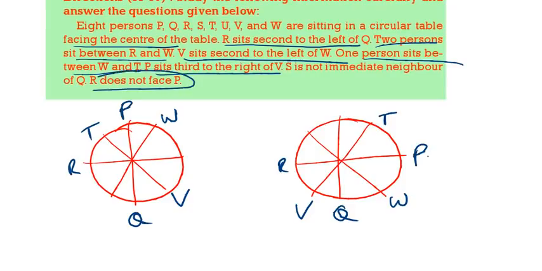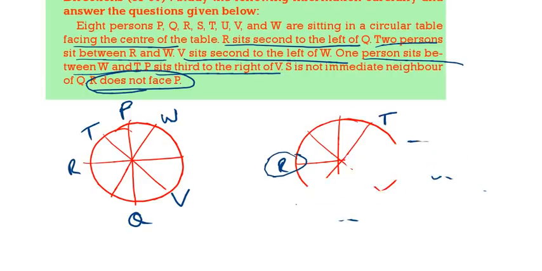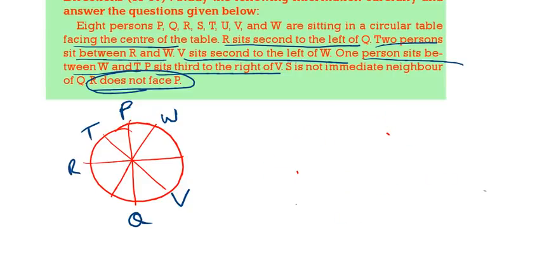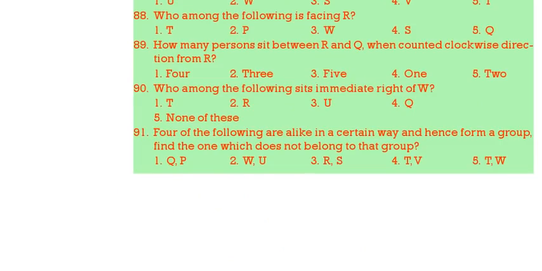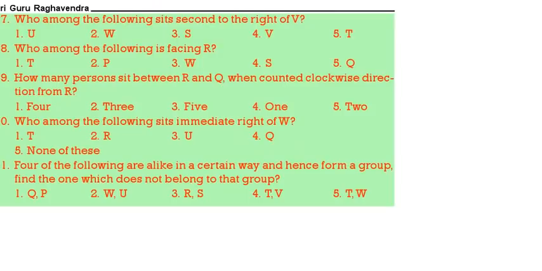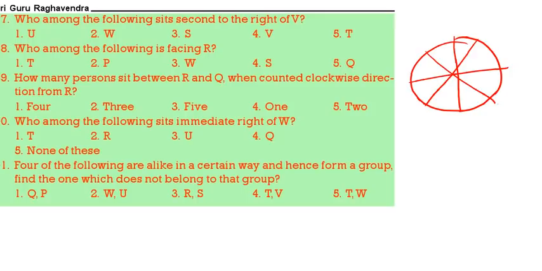But R does not face P. So here R is facing P. This one is wrong, because R is facing P. Then S is not the neighbor of Q. That means S will come here. Here we will get U. So this is the correct arrangement. Now we will come to the questions. See, this is the circle we got. So the circle is Q, U, R, T, P, W, S, V.